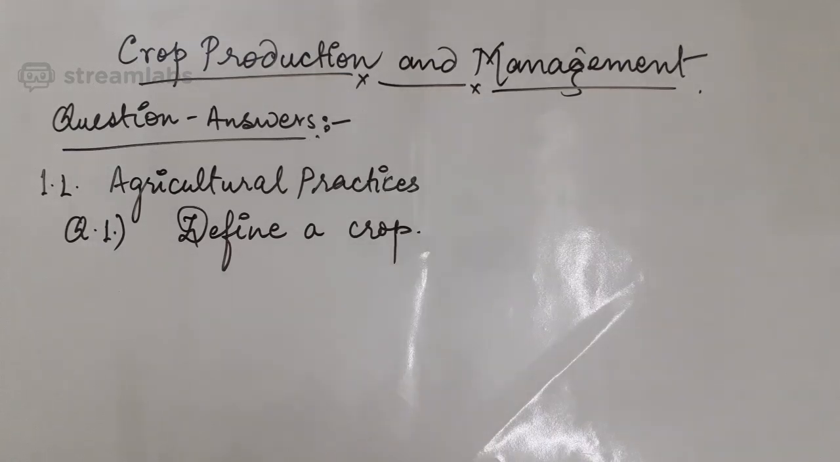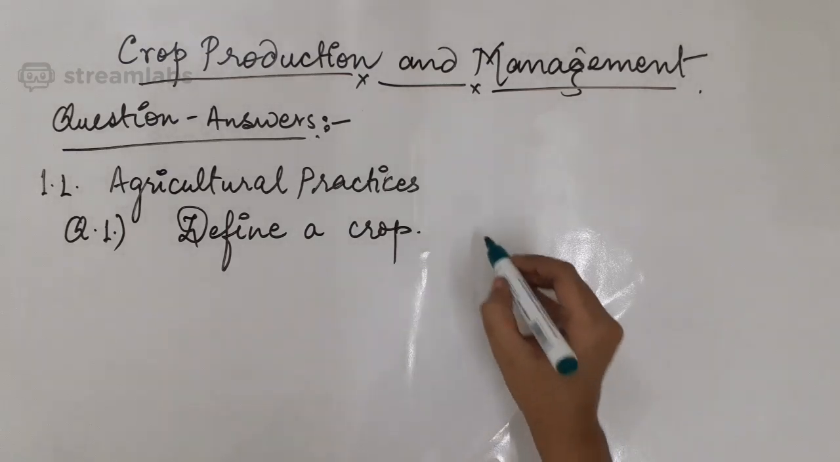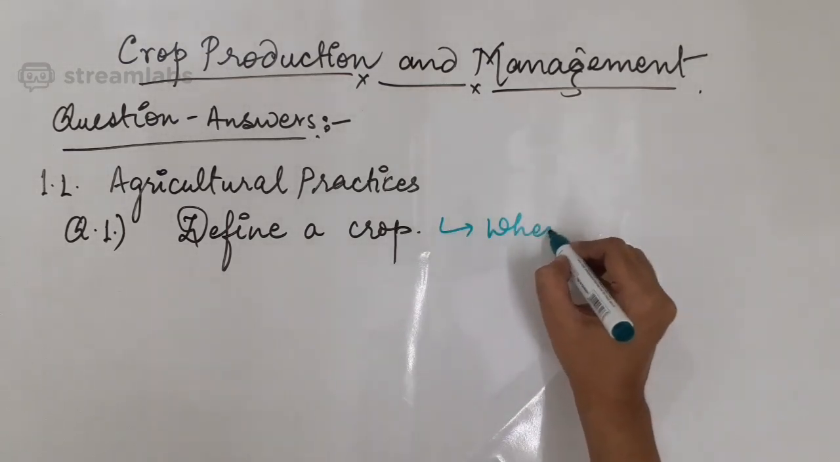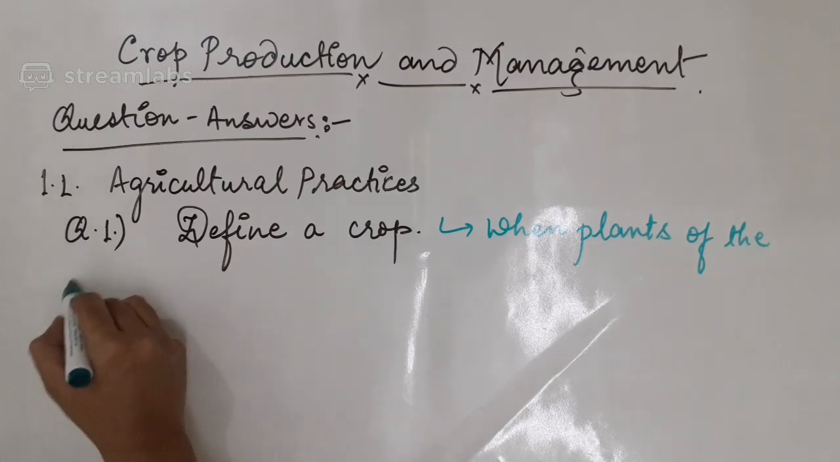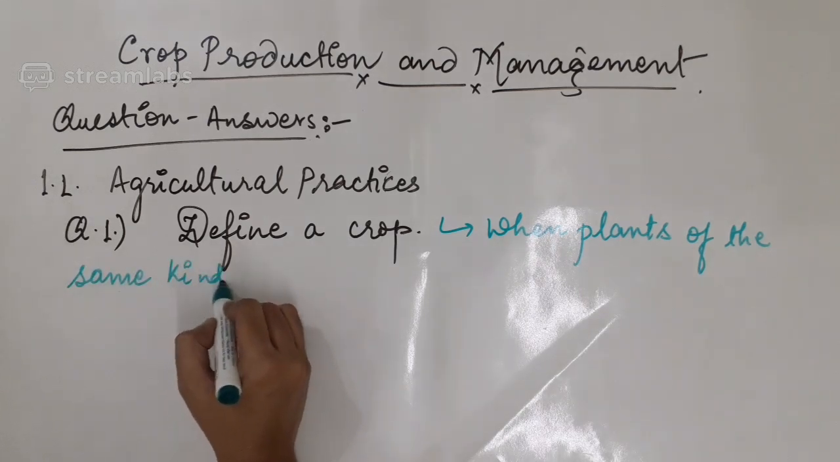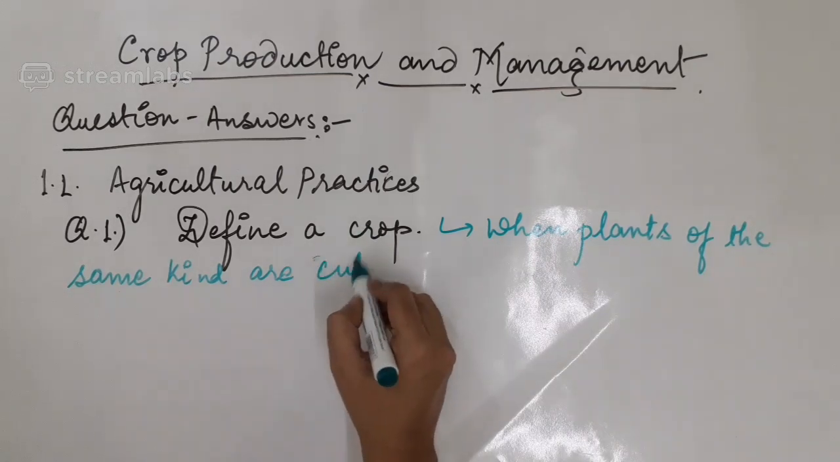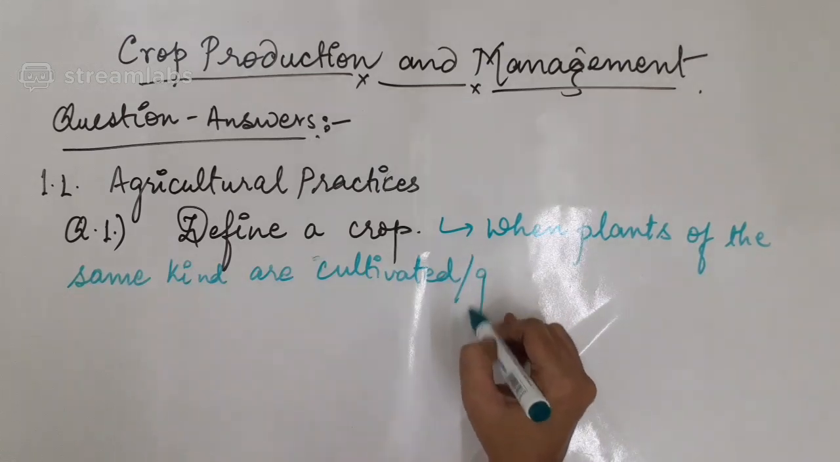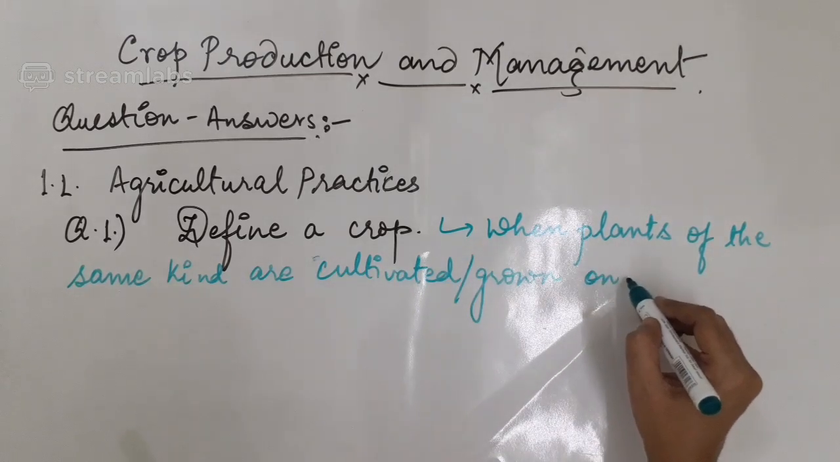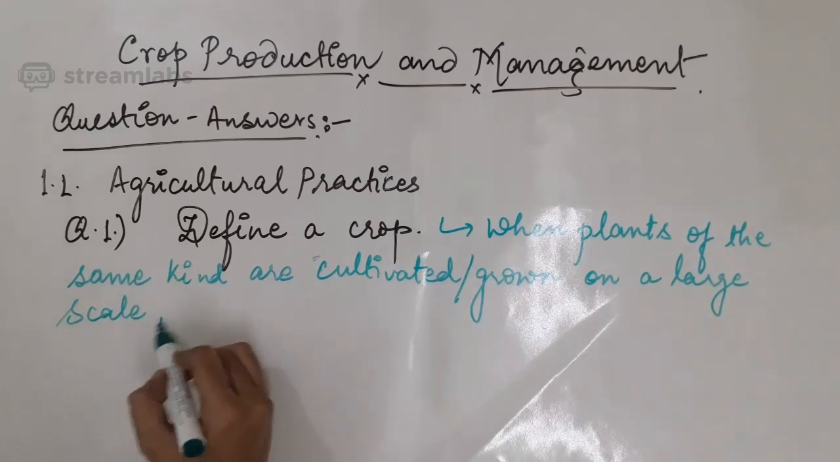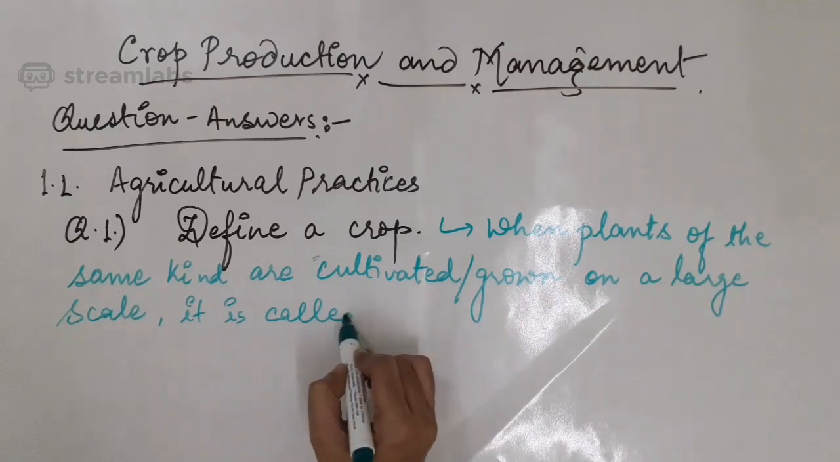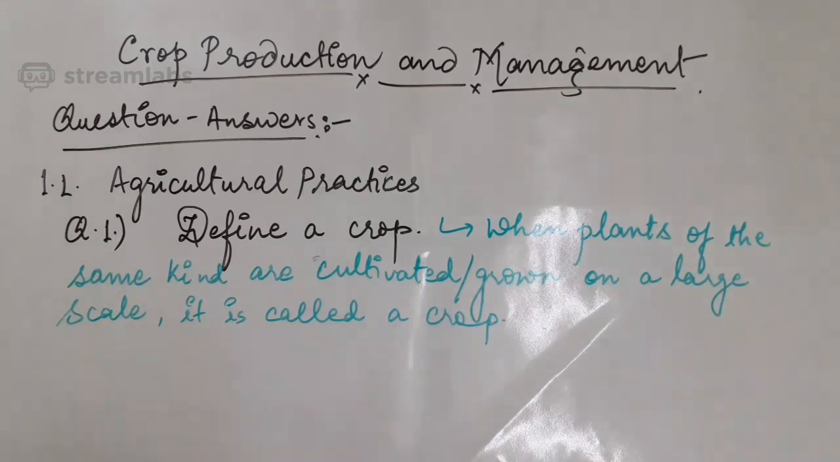And you know that, what is a crop? Answer will be: when plants of the same kind are cultivated or grown on a large scale, it is called a crop. Question for this article, that is 1.1.